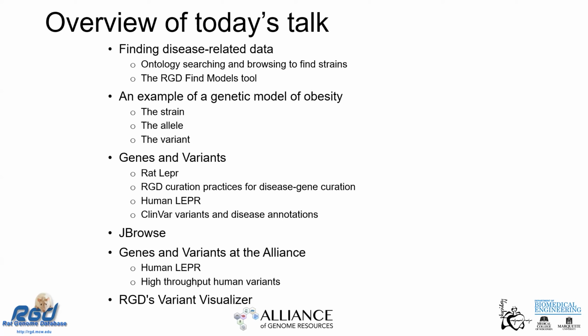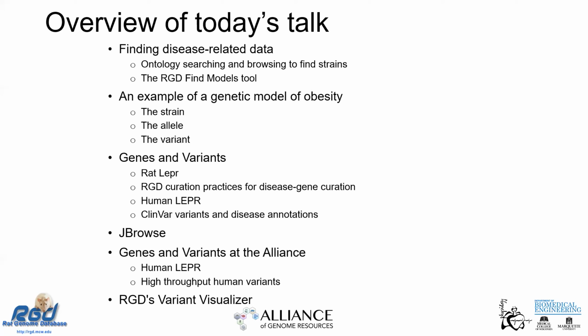We'll look at the strain, the allele, and the variant. And just so we're all on the same page, we define an allele as basically a change in a gene. So it's a gene level object. And then the variant is the actual molecular change that has been made or has been found in that allele that makes it different from the parent gene.